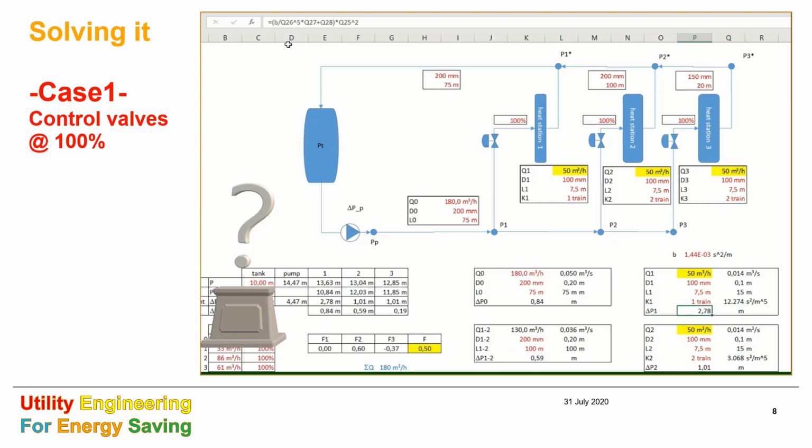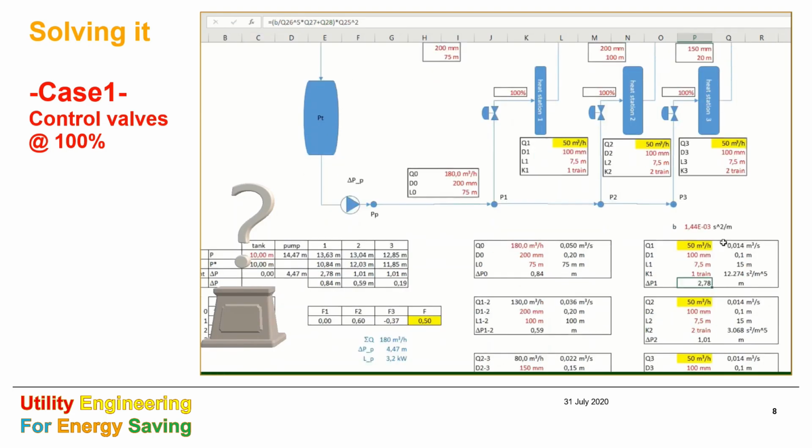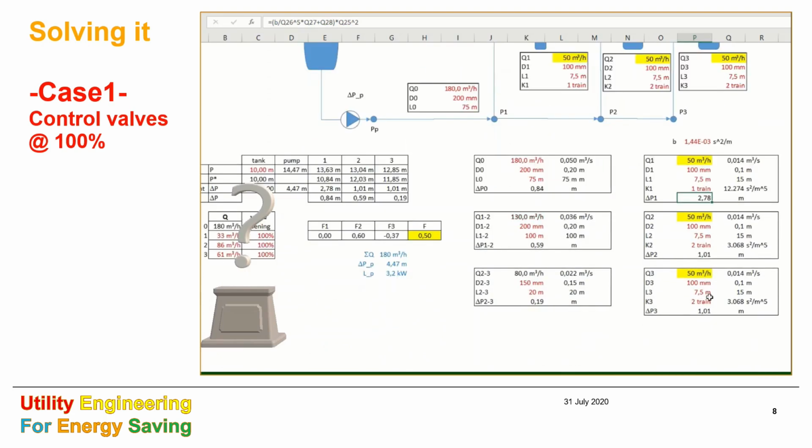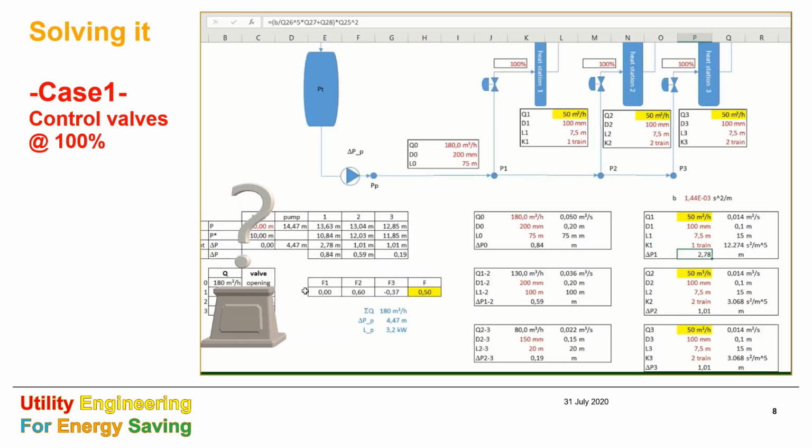And the delta P is given by the formula where we are adding the resistance of the pipe and the resistance of the equipment. Same for the heat station number 2 and for the heat station number 3. What do we need to write as constraints? The constraint number 1 is that the sum of all the flows must be 180.